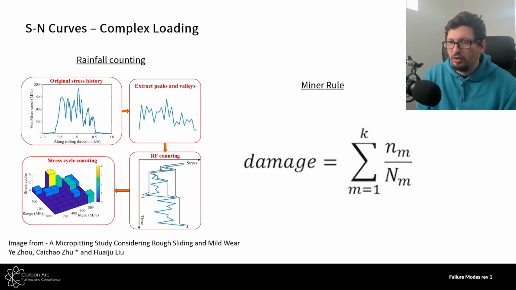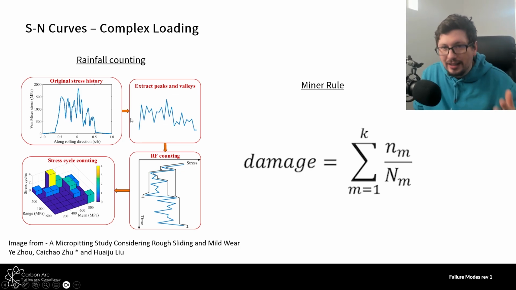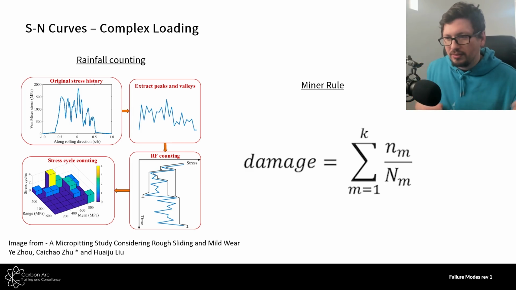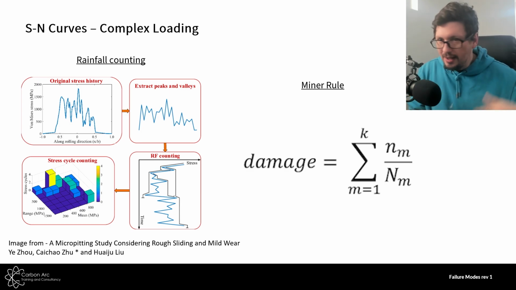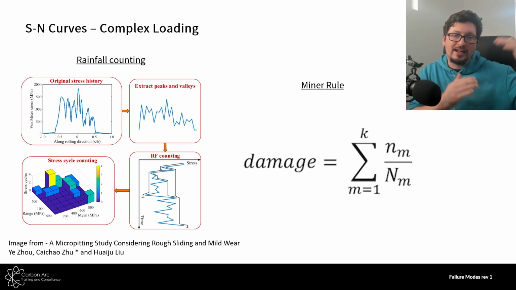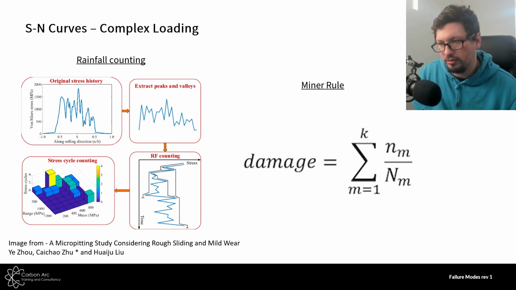rainflow counting. So we take the original stress history you can see here. We extract peaks and troughs and valleys from that, and we rainflow count it. And basically what we're doing is we're simplifying all of these ups and downs into blocks of how many times does the system see a high level, how many times does it see a medium level, how many times does it see a low level, and therefore we can understand at how many cycles and life we'll have at all of these combinations of inputs.